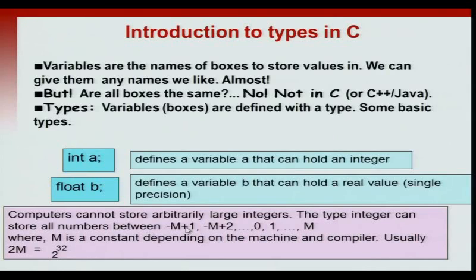Okay, the type integer can store all numbers from -m+1 through 0 to +m. So there will be some large m which defines the upper limit and the lower limit of the particular machine. Now that limit may depend on which particular machine you use. Okay. On a 32-bit machine, 2m will be 2 to the power of 32.